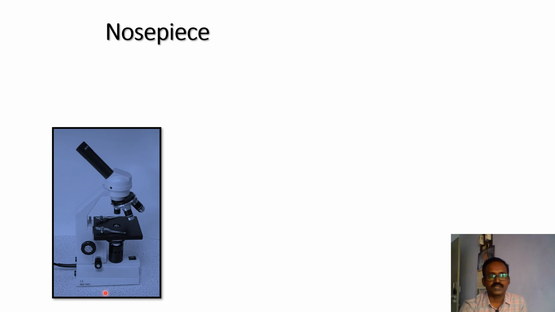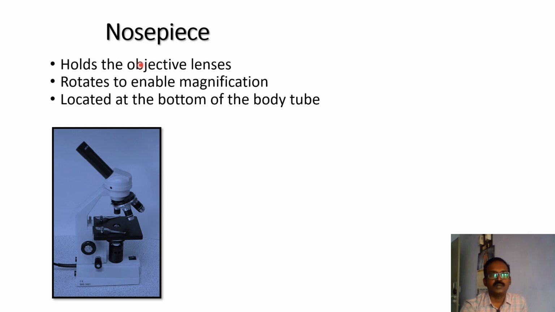The nose piece. This is the nose piece. It holds the objective lenses. It is helpful to rotate the objective lenses to change the magnification. It is located on the bottom of the body tube.